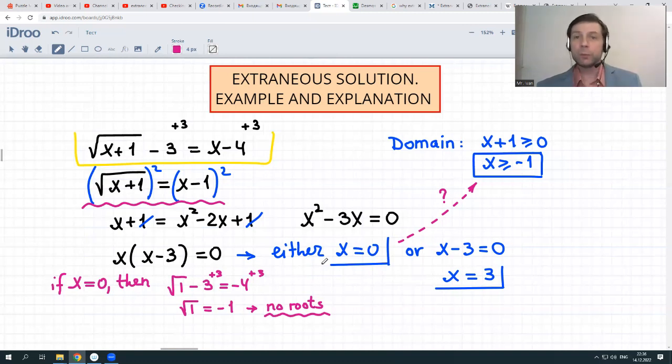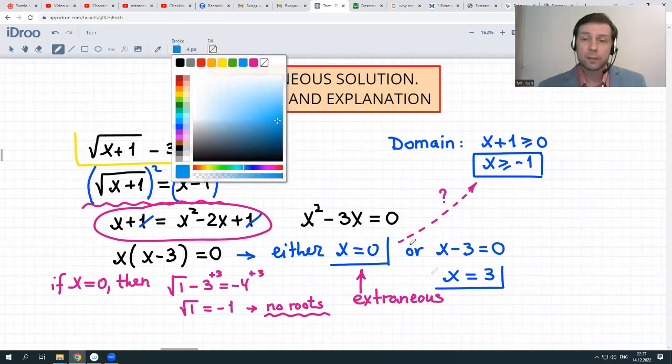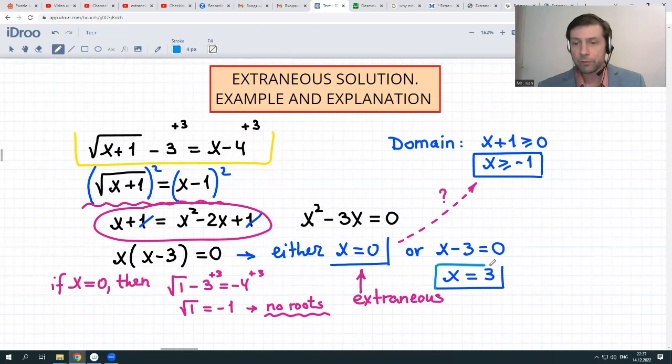But basically, when you have square roots or fractions, sometimes you get an extraneous solution. So x equal to 0 is the extraneous one. It's not the real solution of the equation. It's a solution of the squared equation, and for that it's fine, but for the original, not. That means it's extraneous. And the final solution for us here is just x equal to 3. That's the result. That's the true root of this equation.